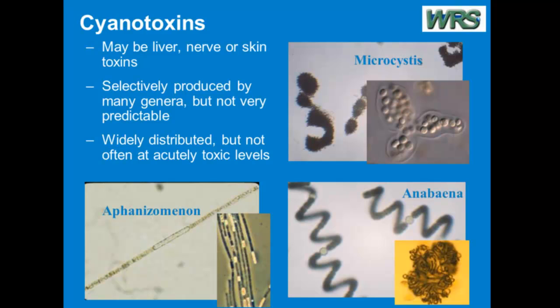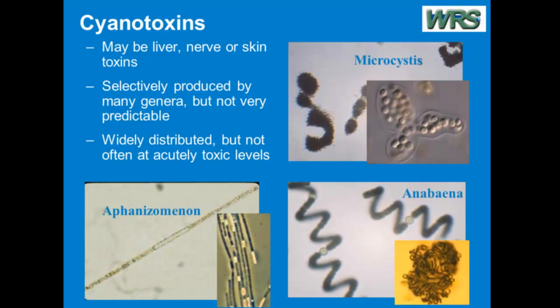It's not harmful to plants, so if you're running a horticulture operation, it's not a threat, but it is to animals and people. They can be liver, nerve, or skin toxins. If you have to make a choice, go for the skin toxins. But liver and nerve is not good. They're selectively produced, and they're not always produced by the same strain in each case. So it's kind of confusing. Nobody thoroughly understands this yet.